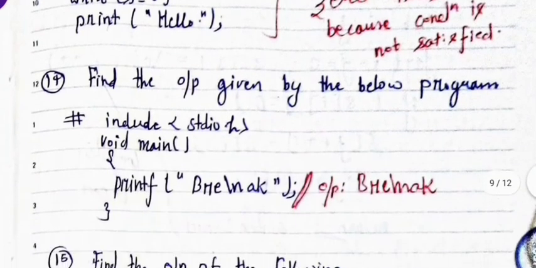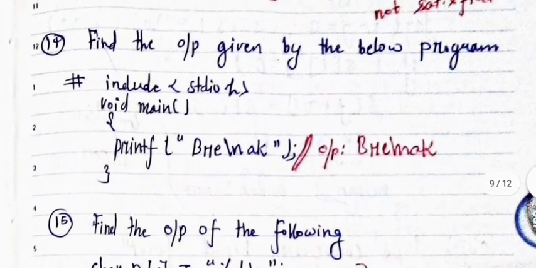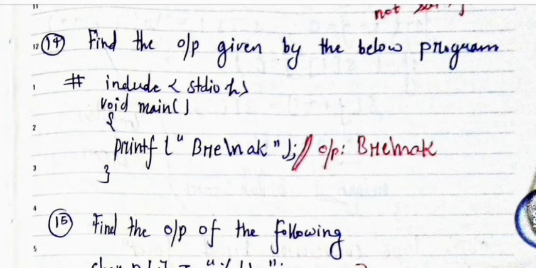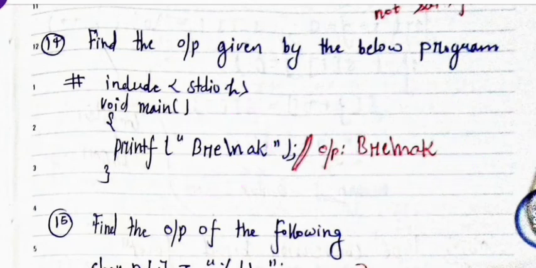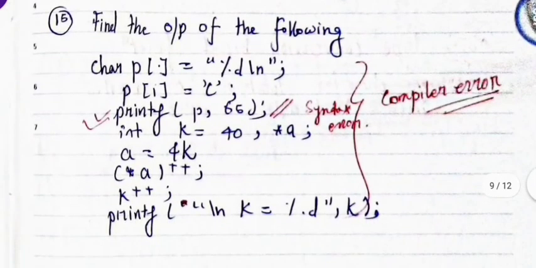Find the output of the given below program. Here the program is given like this: #include <stdio.h>, void main, print pre\n ak. So the output of this program is simply this. Why? Because there is no blank space used between the \n before and after the \n. So the output is simply what is defined in the brackets. Now come to the next question. The next question is defined as: find the output of the following program.